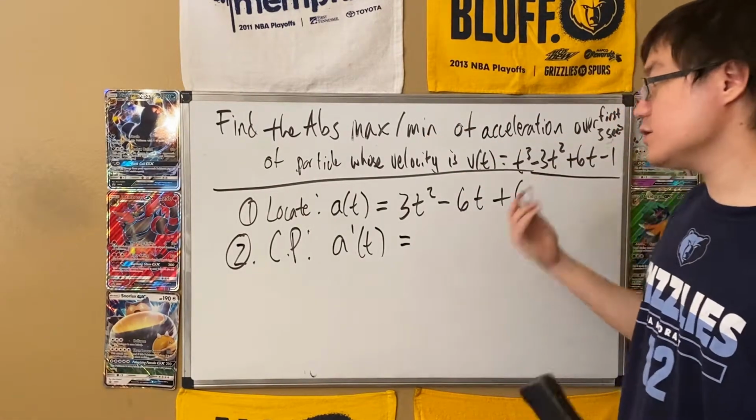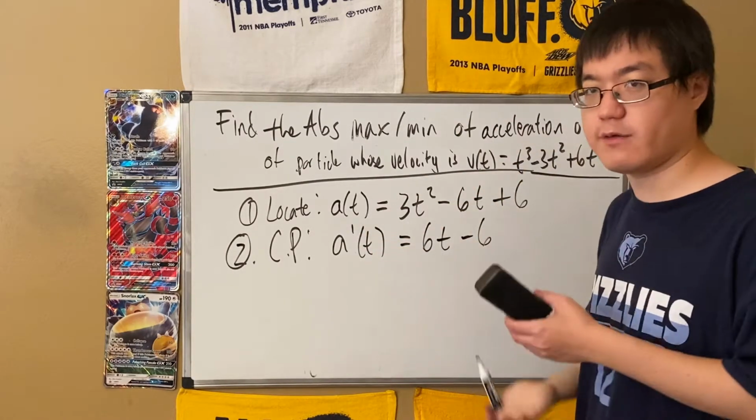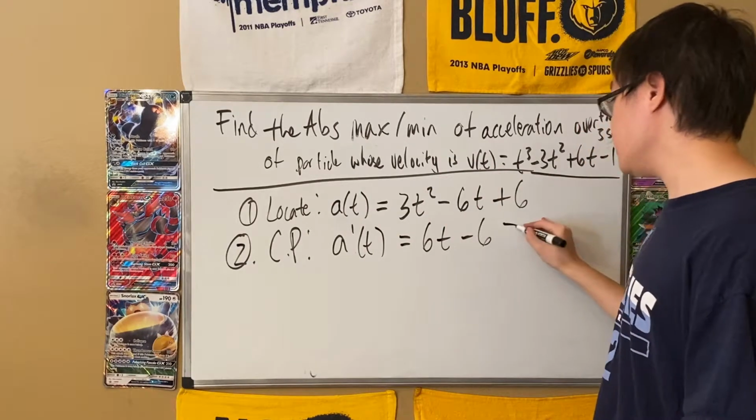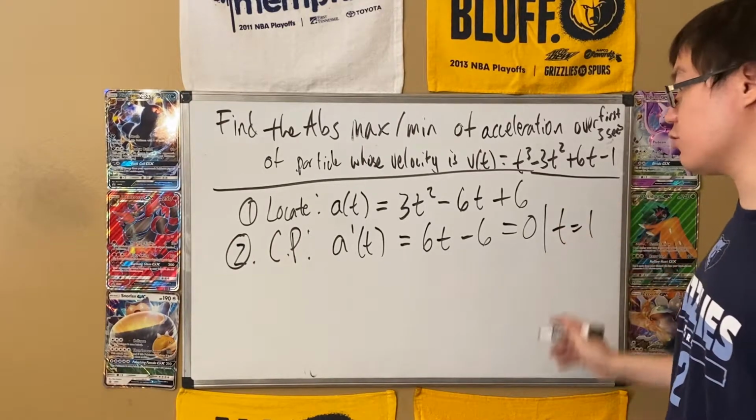So what's the derivative here? Doesn't look too bad. Again, it's the power rule, so it's going to be 6t minus 6. Taking the 2, bring it to the front, subtract 1, and so on. You set this to be 0. This one doesn't look too bad. It's going to be t is equal to 1 is my critical point.